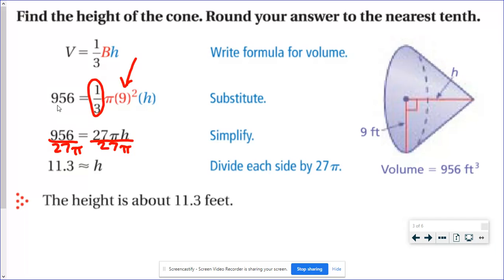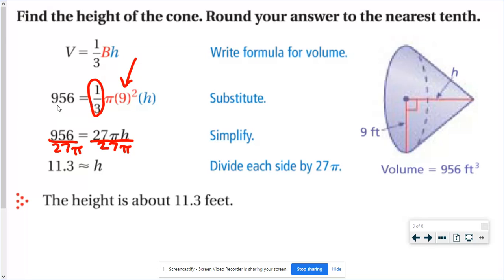Now, if you made a mistake on this, if you had that 956 and then you divided by the 27 and then just said 27 pi, your answer is going to be much bigger. It's over 100, which wouldn't even make sense now that the picture has to be drawn to scale, but you have to be careful about that.